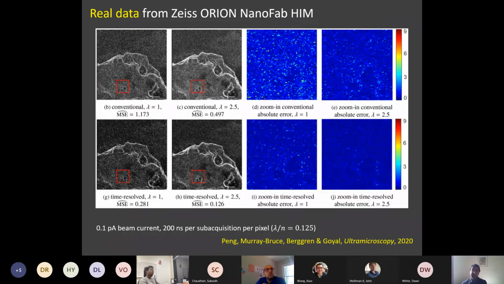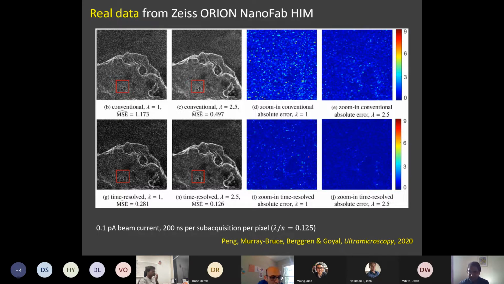And what I mean by that is we had a 0.1 picoamp beam current, and for each pixel collected a large number of sub-acquisitions that are 200 nanoseconds each, right? So we could use different subsets of those sub-acquisitions to get performance at various different total dose levels. We also had to use the same data set to get some kind of a proxy for ground truth in order to have some kind of a mean squared error estimate.